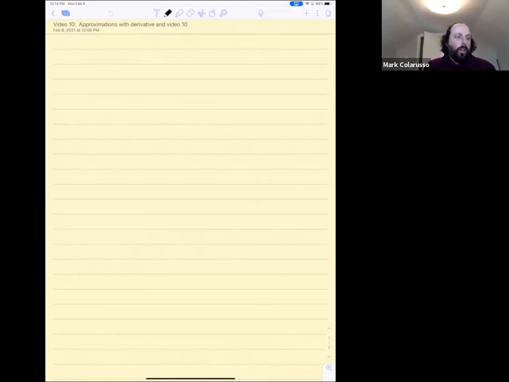I want to continue on with using the derivative to approximate things in a little bit more generality than we did earlier, and then do some applications to position, velocity, and acceleration. Those physical things that keep coming up, we'll finally do some examples with those. And we should be in good shape for this week at that point.